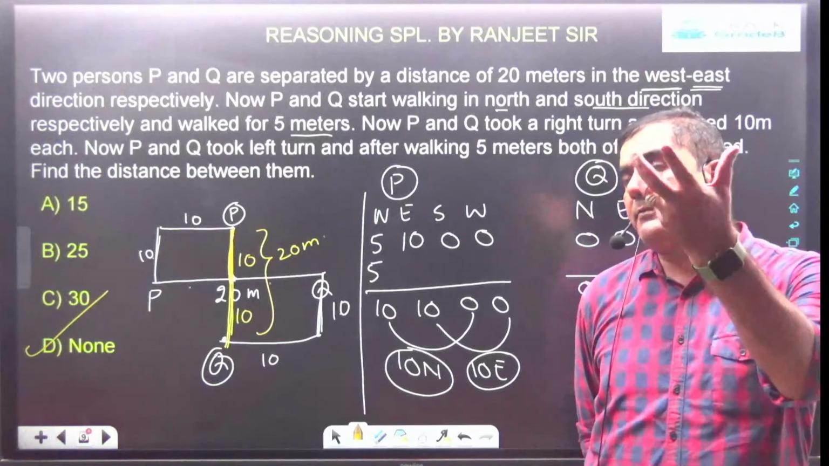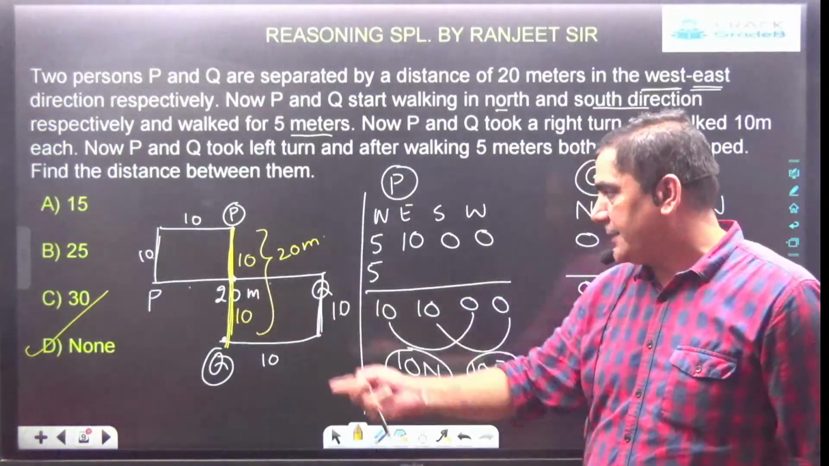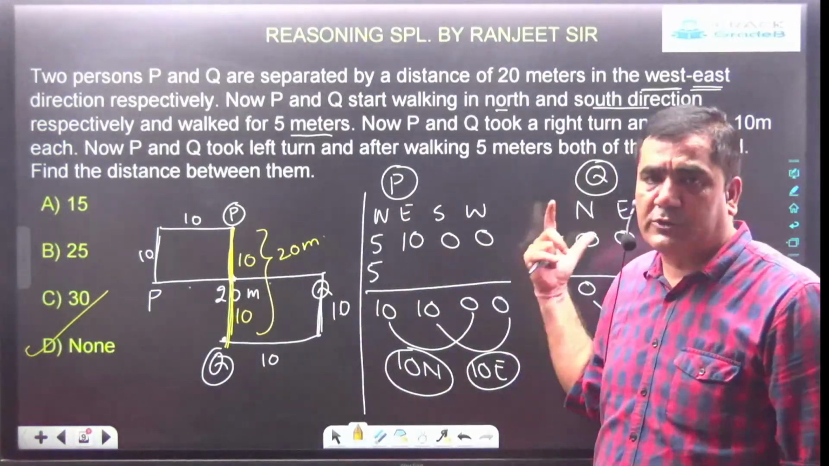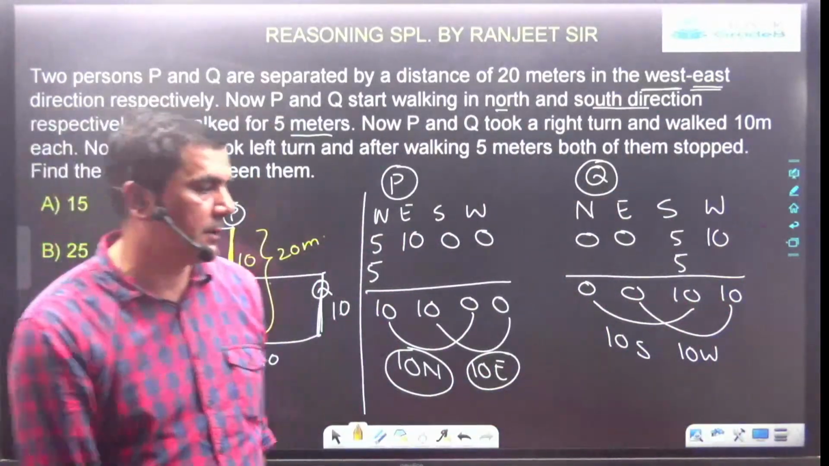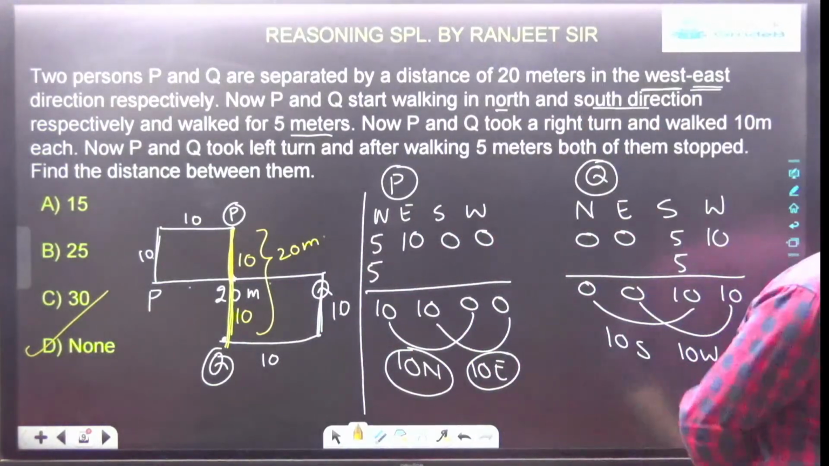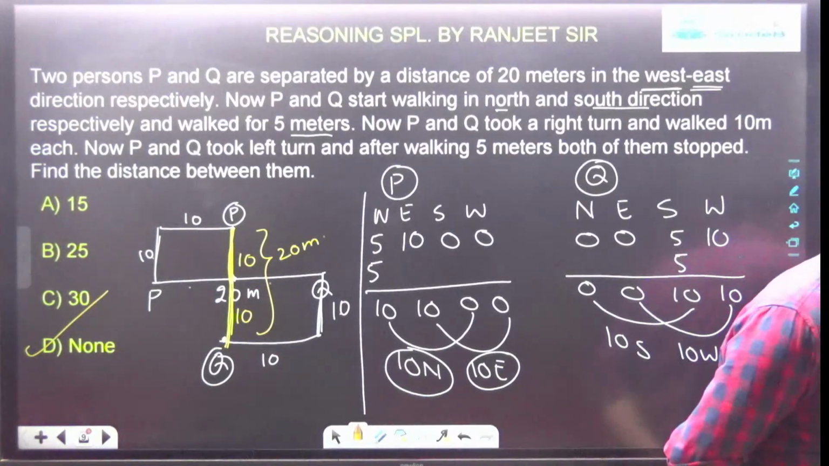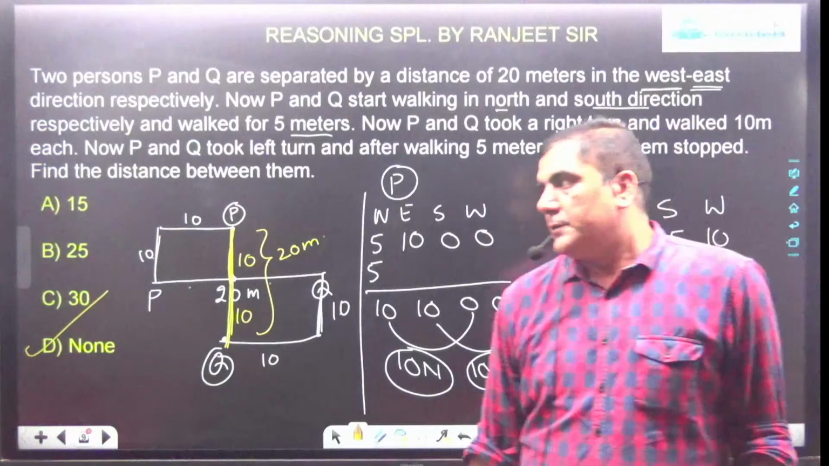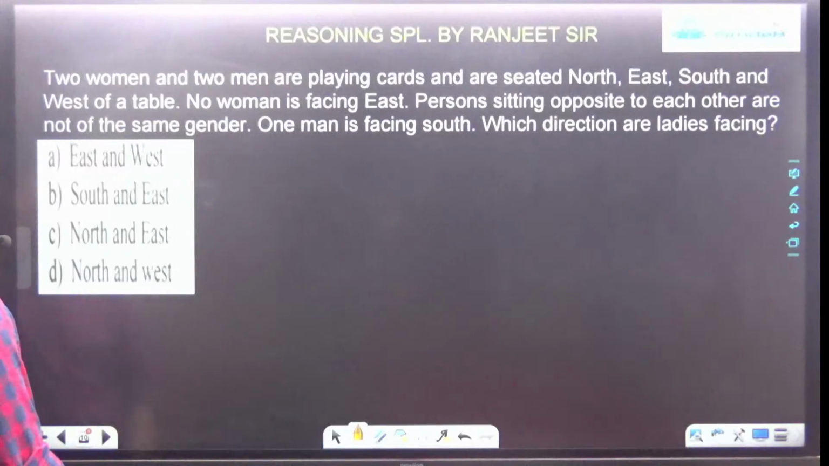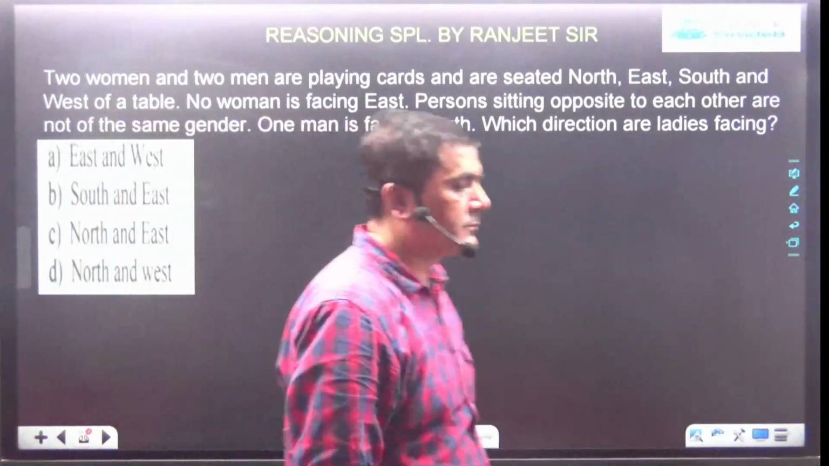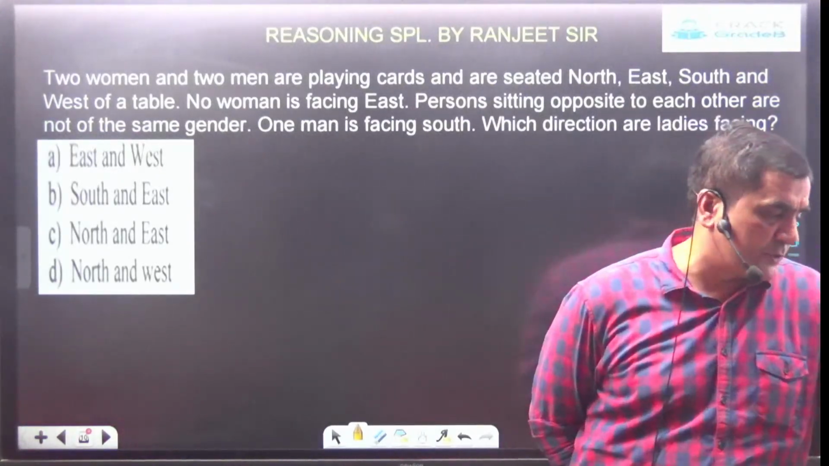So whenever they give some distance between them, you should always go like this. Make the chart, and thereafter make the NESW chart for P and Q. Whatever answer comes out, just plot it over here and get the answer. Clear? So that completes two-person movement with some distance between them. Let's start with the last part, direction, which will be reference-based questions.